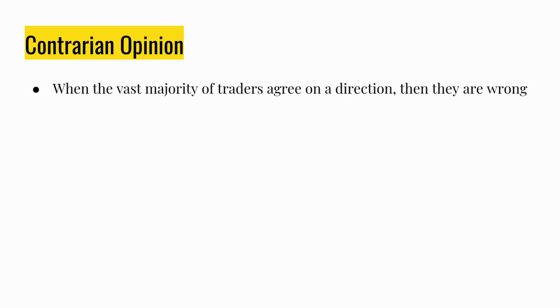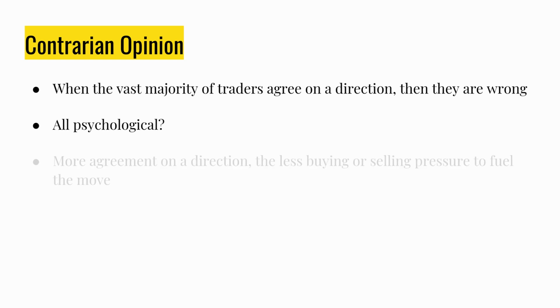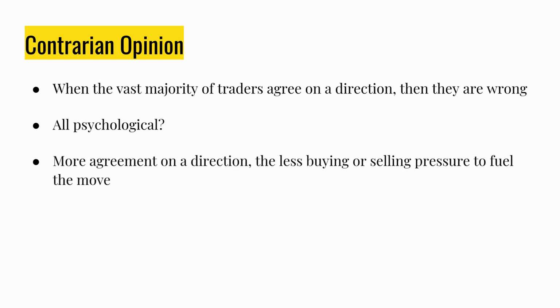With our last indicator out of the way, let's talk about the psychological aspects of trading by talking about contrarian opinions. Basically, when the vast majority of traders agree on a direction or on a position, then they're usually wrong. Is there any factual basis around this concept? Well, technically, there is. Analysts believe that when there's more agreement on a direction, then there's less buying or selling pressure to fuel the move. For instance, if everyone is bullish and fully positioned, who will continue to move upwards?